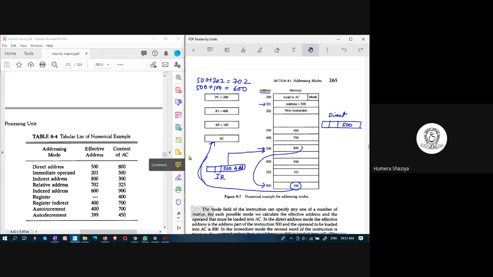Register indirect. First go to R1, read the value. Go to 400th location. In 400 location, you have value 700. Now jump to 700th location. Okay, you don't have to jump. 700 is only the value that you bring into accumulator.